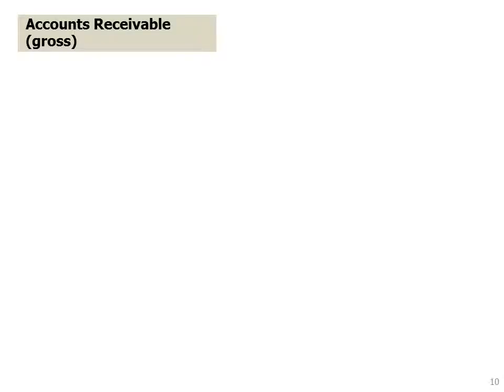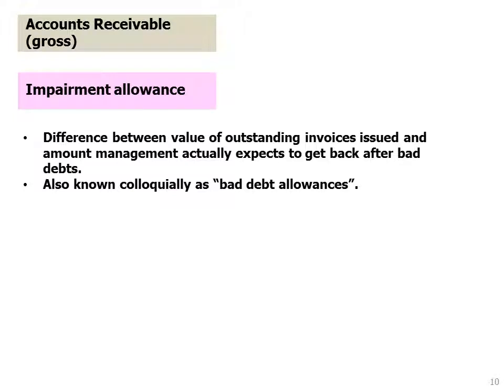So we have accounts receivable gross. This is before bad debts. Not every invoice will be paid, and there is a need for what is called an impairment allowance. The impairment allowance is used to record the value of expected losses on bad debts.